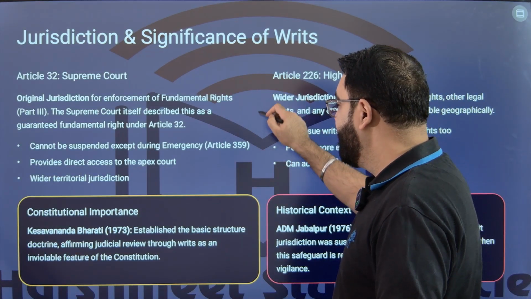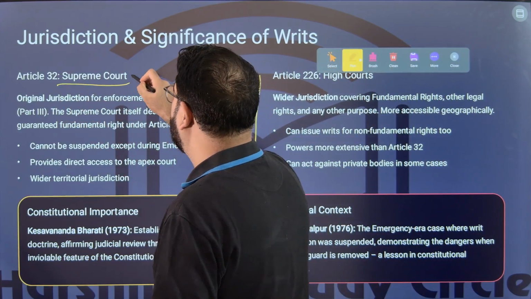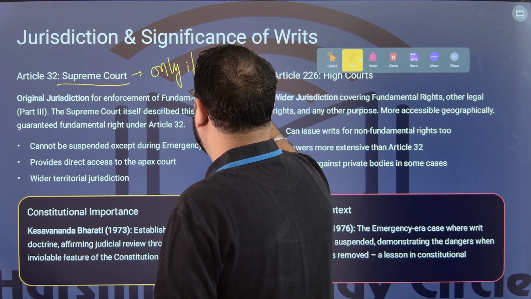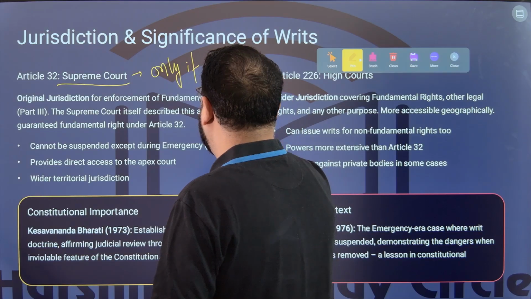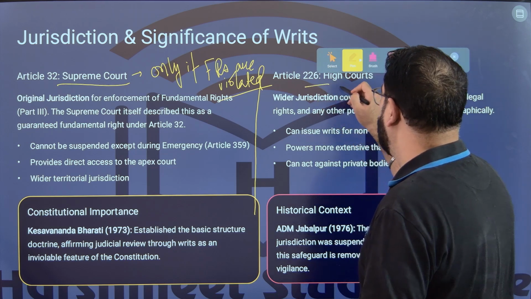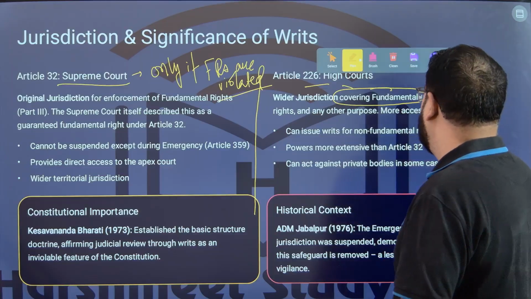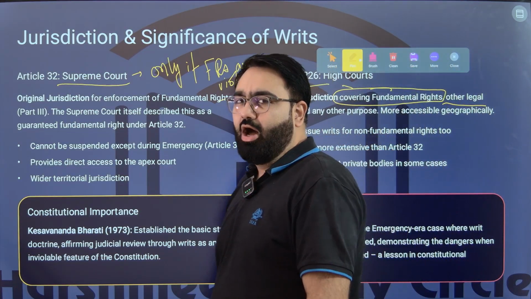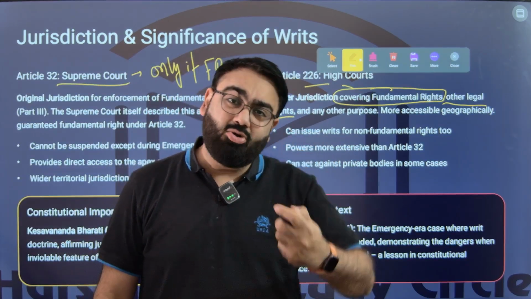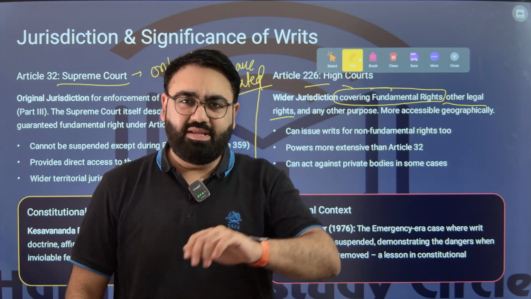For example, if you look at Article 32, it says that the Supreme Court can issue the writs only if fundamental rights are violated. In case your other legal rights are violated, the Supreme Court will not issue the writ. On the other hand, the High Court under Article 226 can issue writs for fundamental right violation and other legal rights as well. Now, a lot of aspirants mistakenly ask this question: you're allowing the High Court to issue writs on all other matters as well. Does it mean the High Court has more powers?